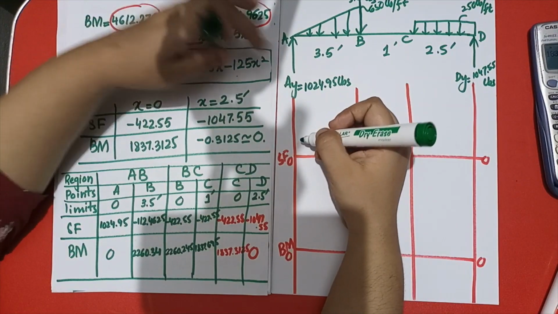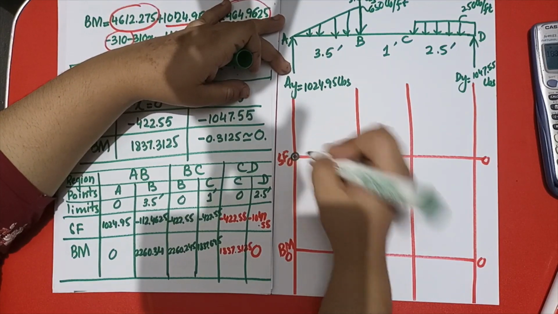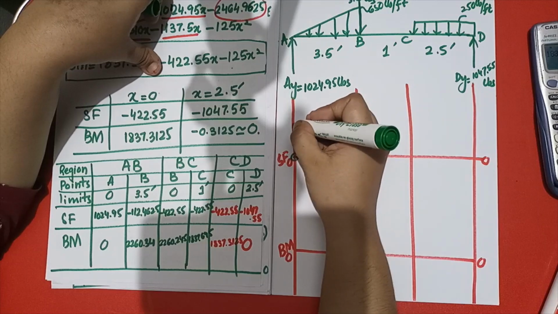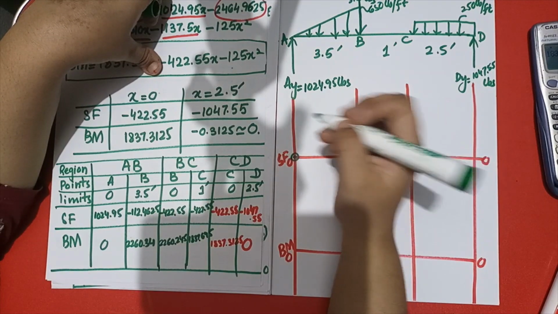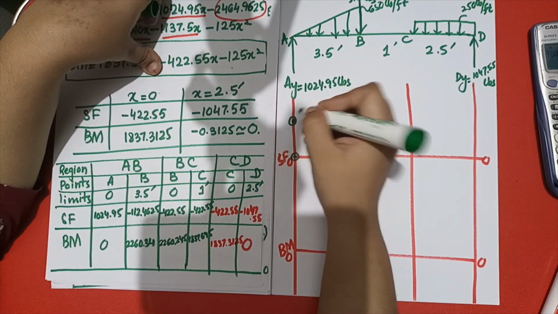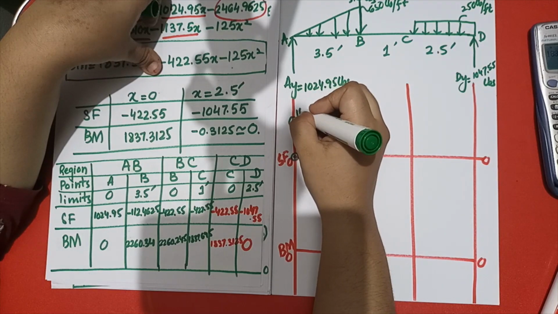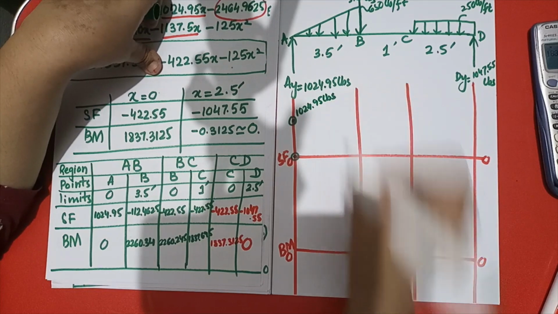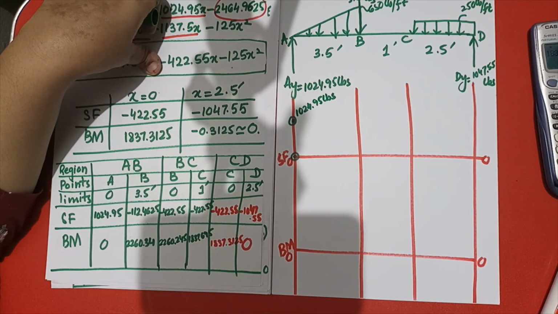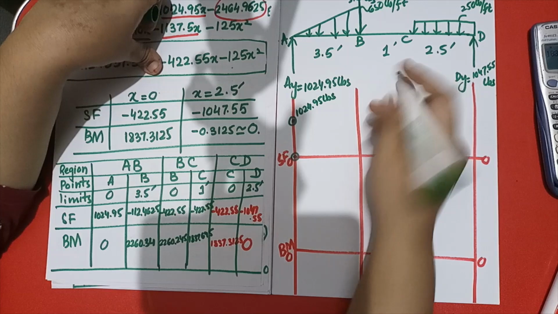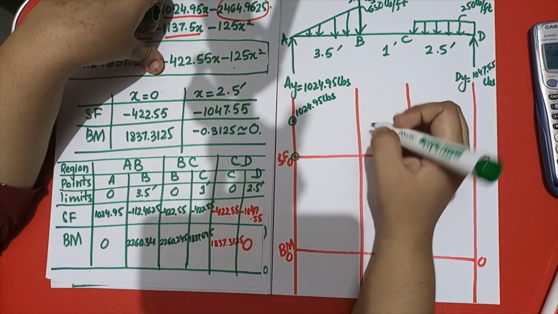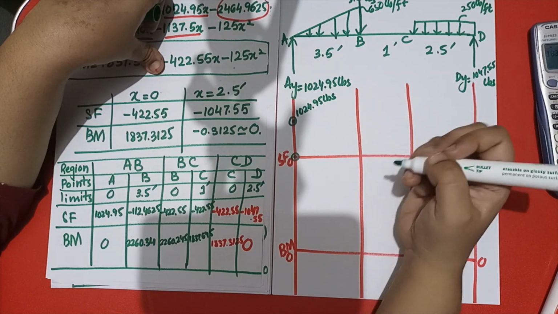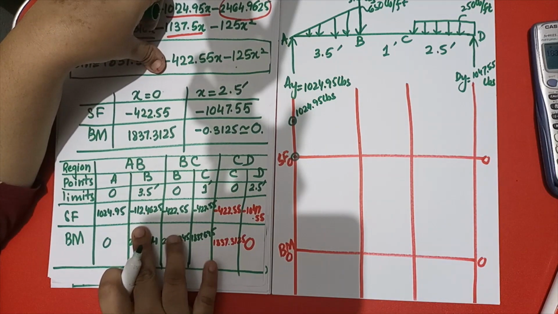So in the graph, shear force starts from 0. The first value was 1024.95. It is positive upward, so it is the maximum value. So it is 1024.95 pounds. Is that okay? And the next value will be what? Next value is minus 112. So it is a very small value, and this is the minus value. It is coming out to be in minus.